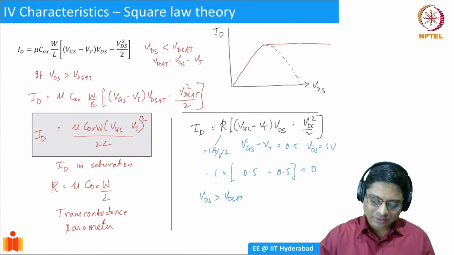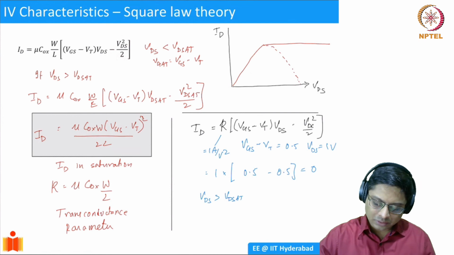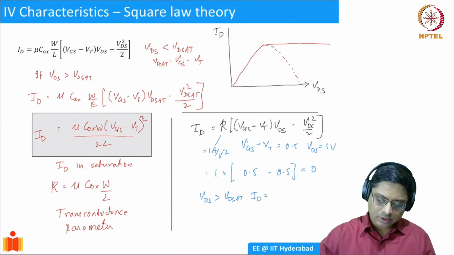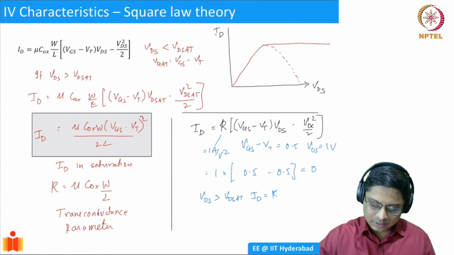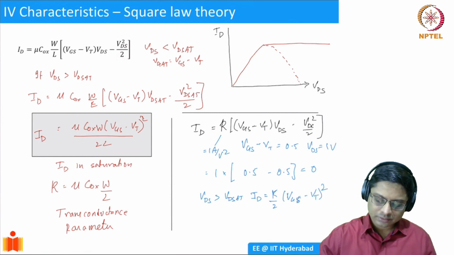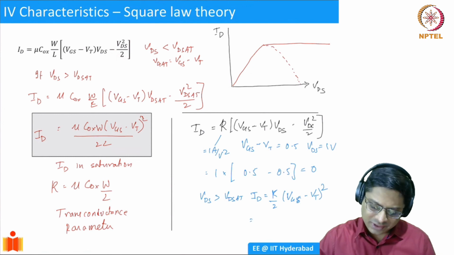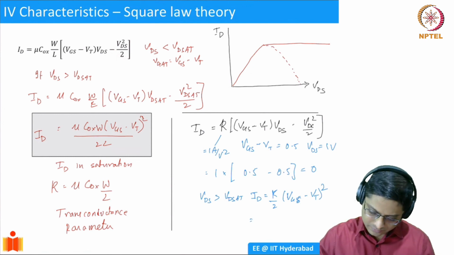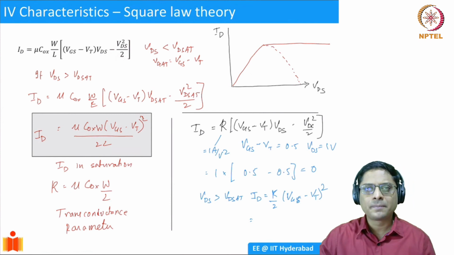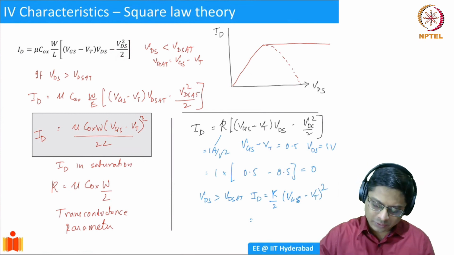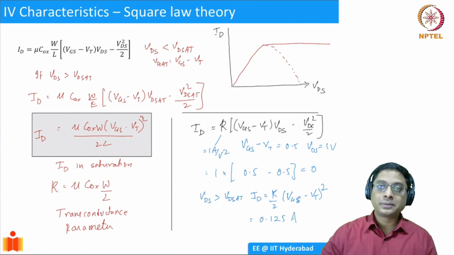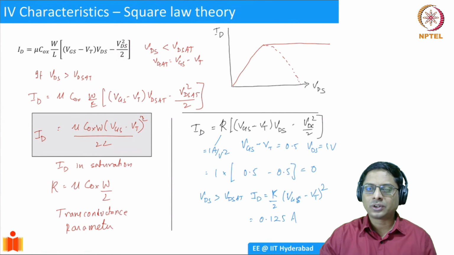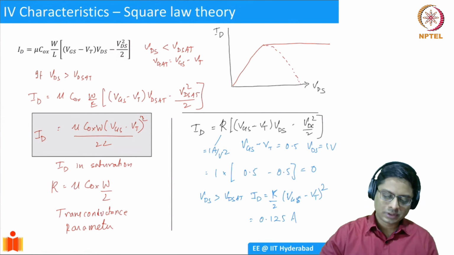We have to say ID equal to kappa times, you can take 2 here, and VGS minus VT whole square. If you do this calculation, VGS minus VT is now 0.5. 0.5 whole square will be 0.25, divided by 2 will be 0.125 amps. This will be the correct drain current. But many a times I always find students who will actually give me an answer of 0. Answer 0 is going to be wrong. So this is what the square law is.